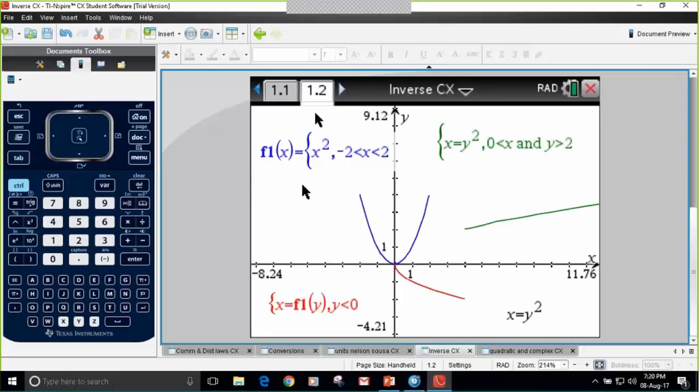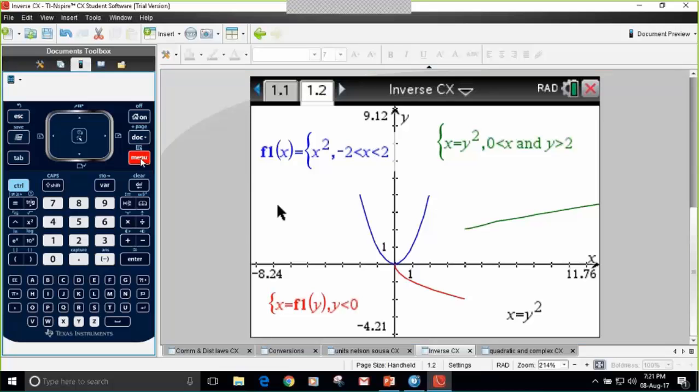So I just want to show you a couple of other things. We've got a function in here, x squared, we've restricted it. We've got a domain restriction from -2 to 2. And then we've got a couple of other relations in.